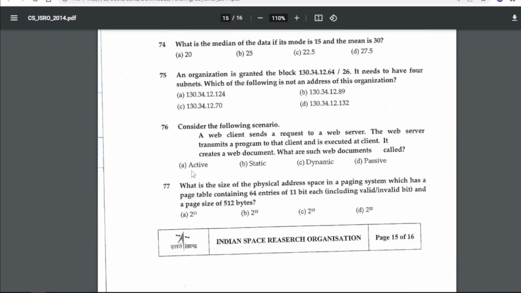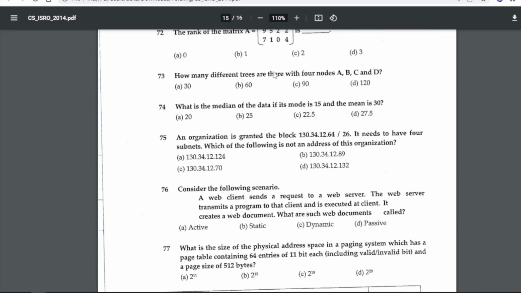Next question is 73, that is, how many different trees are there with 4 nodes A, B, C, D. So it is asking about the different trees with 4 nodes. So hope you remember that 120 different trees we will get with the help of 4 nodes.